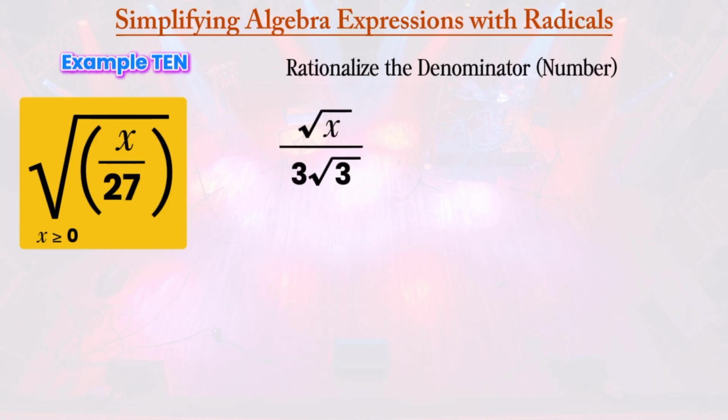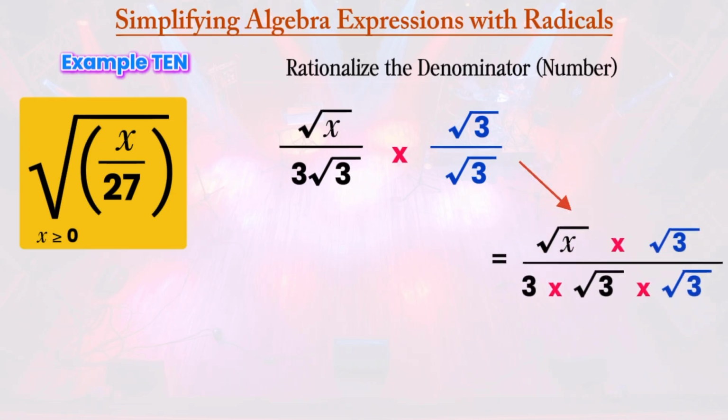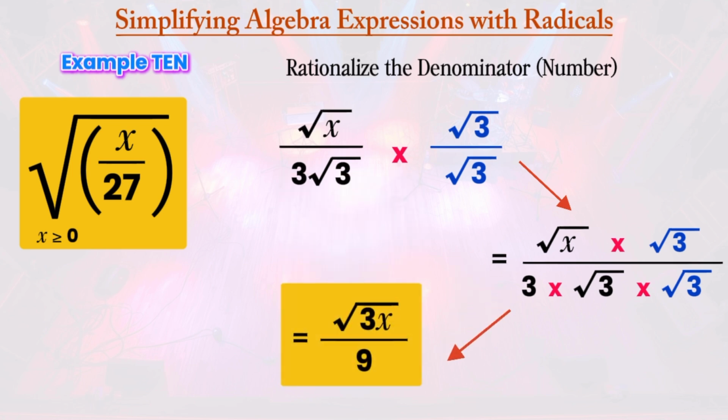Since we have an irrational denominator, we multiply the numerator and the denominator by the square root of 3. The square root of x multiplied by the square root of 3 becomes the square root of 3x, and 3 times the square root of 3 times the square root of 3 becomes 3 times 3, which is 9. Therefore, the final result is the square root of 3x over 9.